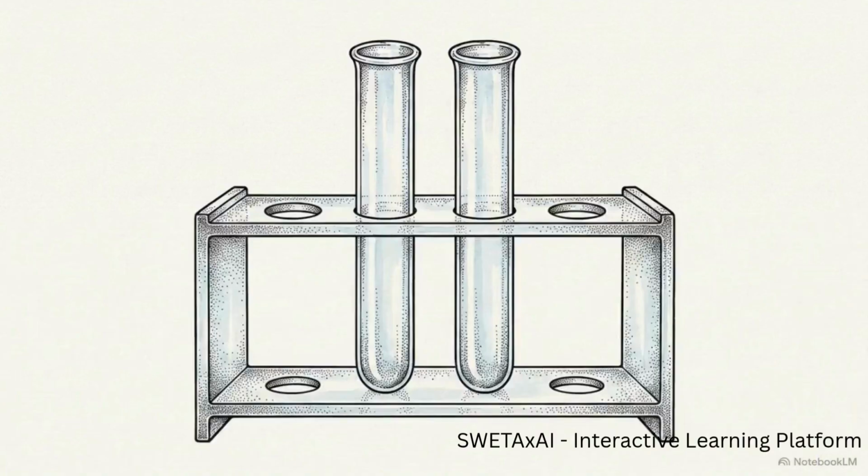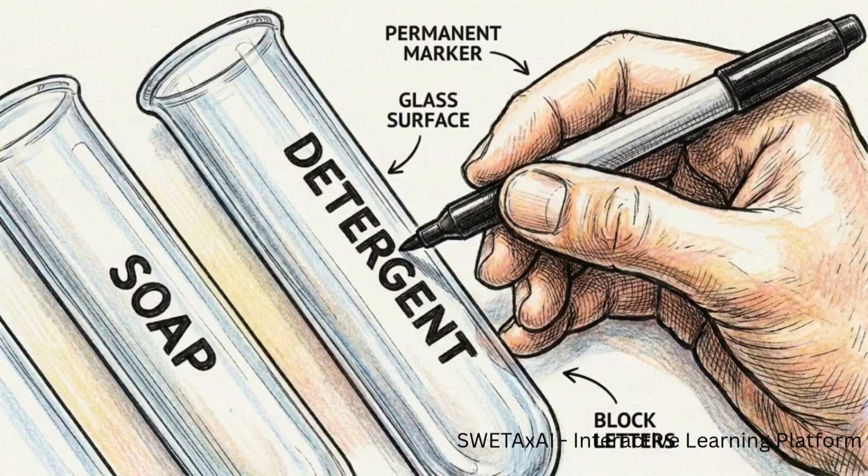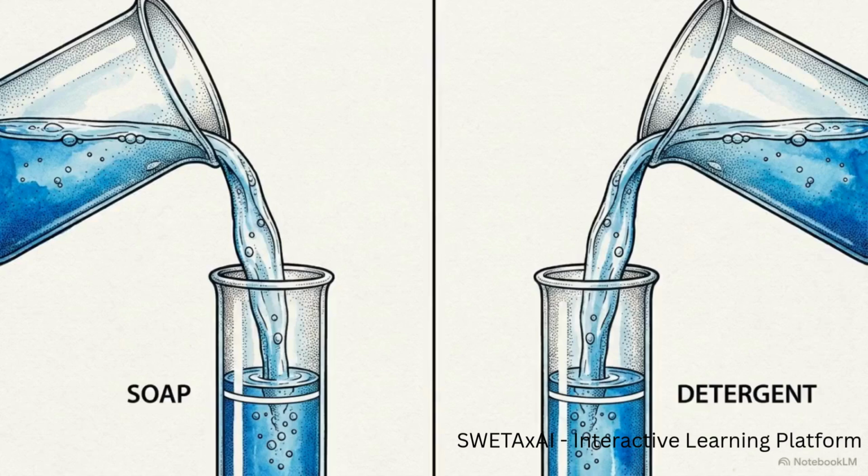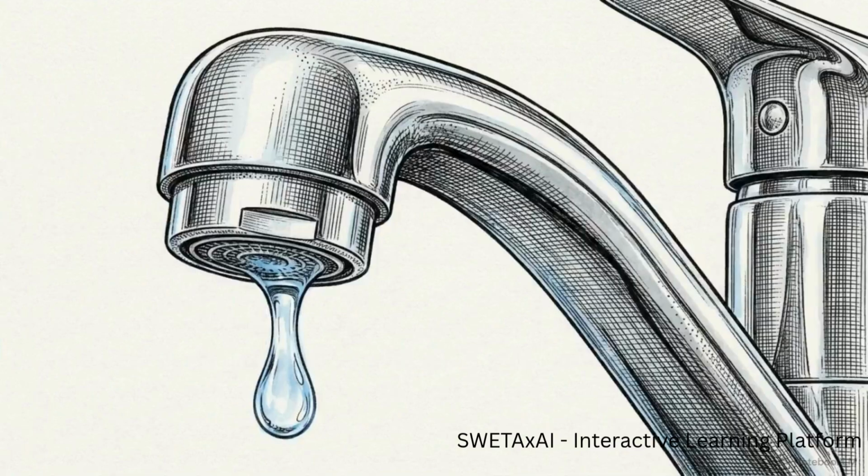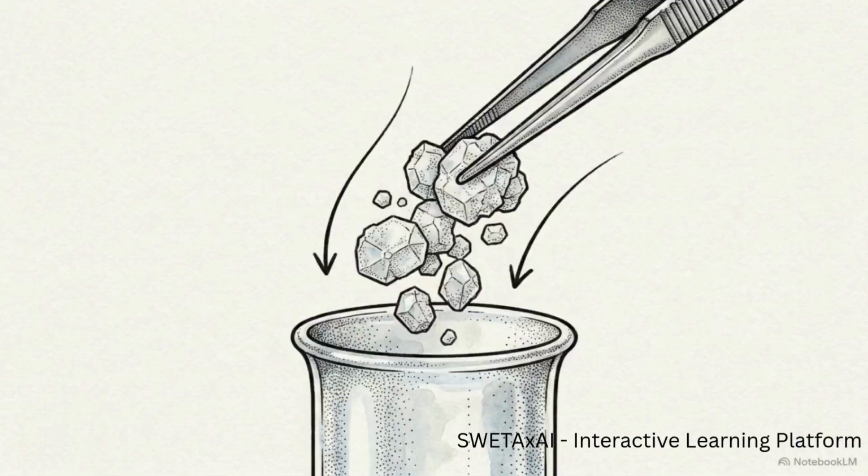Step 1 is setting up our lab environment. Take a marker and clearly label your first test tube, soap, and the second tube, detergent. Pour exactly 10 milliliters of tap water into both test tubes to establish an identical baseline. If your home has a water softener or naturally soft tap water, dissolve a small pinch of Epsom salt into the tubes now to artificially harden the water.